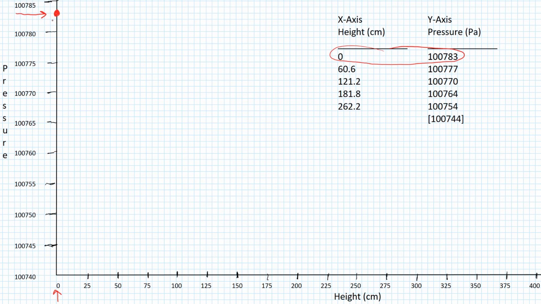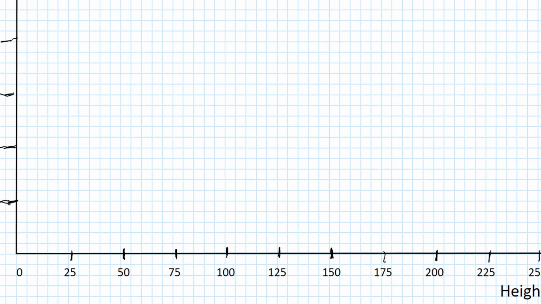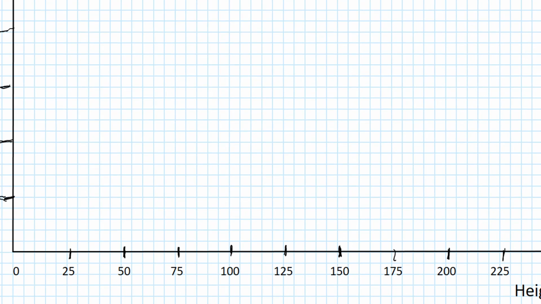Now I'm ready to look at my second data point. I'm looking for a height of 60.6 centimeters. So I look on my x-axis and I find 50. And I know every line goes up by 5 centimeters, so that'd be 55 and 60. And the next one would be 65. So 60.6 is between those two, but it's almost on the first one there. It's almost on that line right there, just a little bit to the right of that line. That line is 60 centimeters.